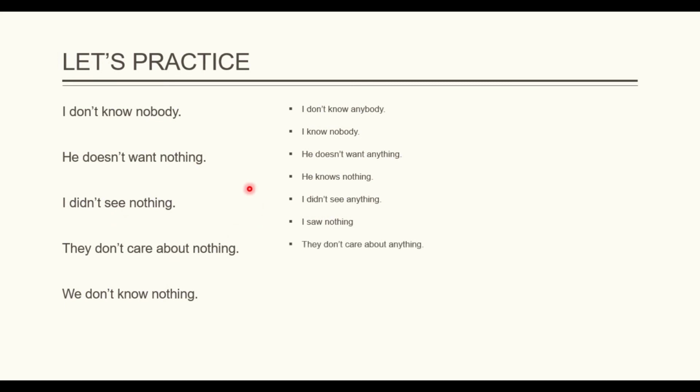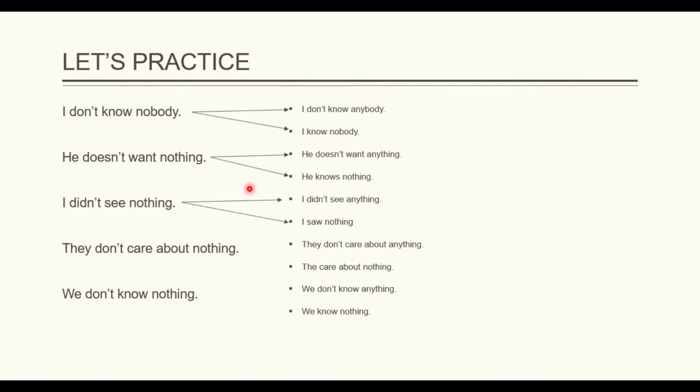"They don't care about anything" for the fourth sentence, or "they care about nothing." And finally, "we don't know anything," or "we know nothing." So these are the correct forms for each of these sentences that contain double negatives. I hope this video can help you understand this topic a little better, and you can have a better idea in the homework that you will find on Google Classroom.